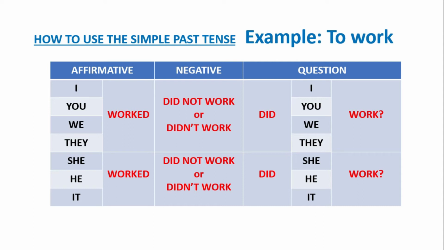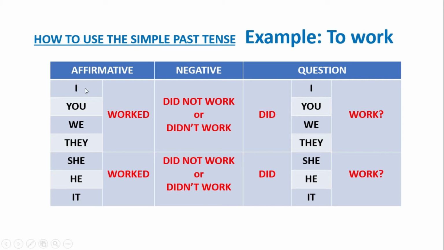If you see this chart, there is an affirmative, negative, and question form. In this column you can see the pronouns and the verb in past tense. So you can say in the affirmative in past tense, I worked, you worked, we worked, they worked, she worked, he worked, it worked.